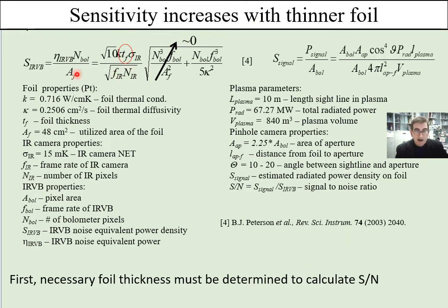The noise equivalent power density, S here, is proportional to the thickness of the foil, so that means the sensitivity increases with a thinner foil. But if the foil is too thin, then we miss the high energy photons, the high energy X-rays. So that's why we have to determine what foil thickness is necessary before we can calculate the signal to noise ratio.